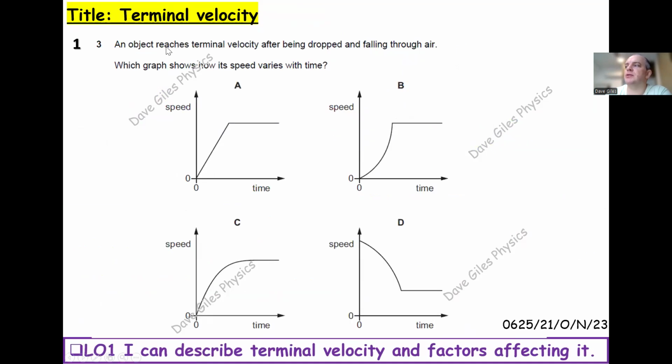Okay, by the way, you can see it's quite a recent paper from October, November 23, this question paper 2-1, because there's 3 versions of the same paper every exam series apart from March. An object reaches terminal velocity after being dropped and falling through air, which graph shows how its speed varies with time? So there's no parachute in this example, it's just reached terminal velocity naturally. So the answer is C.